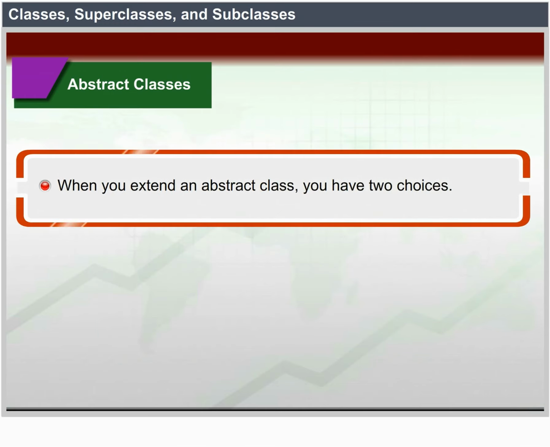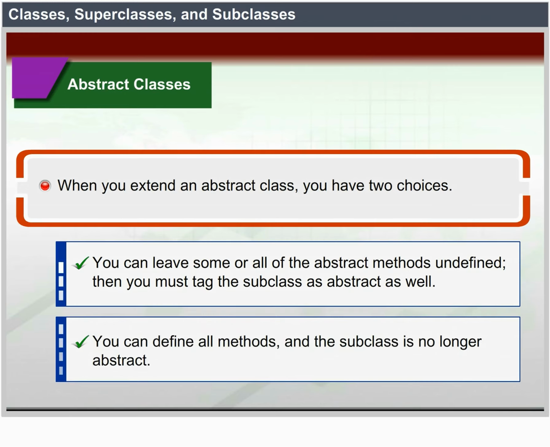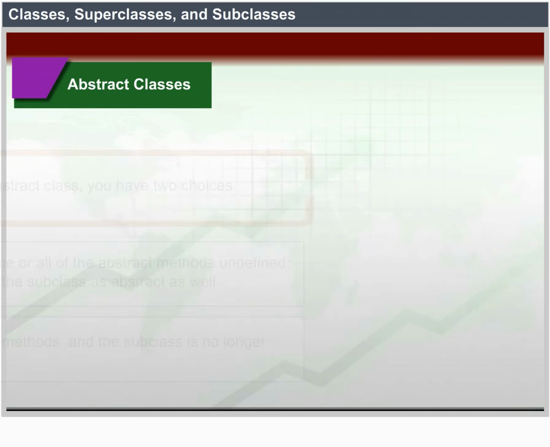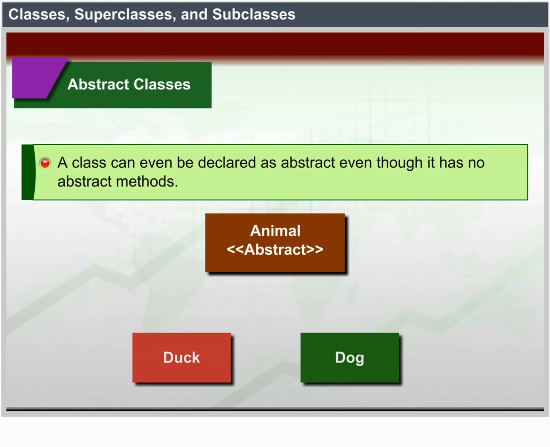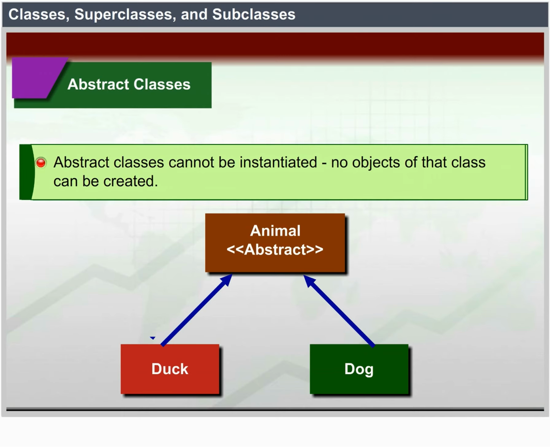When you extend an abstract class, you have two choices. You can leave some or all of the abstract methods undefined. Then you must tag the subclass as abstract as well. Or you can define all methods and the subclass is no longer abstract. A class can even be declared as abstract even though it has no abstract methods. Abstract classes cannot be instantiated. No objects of that class can be created.